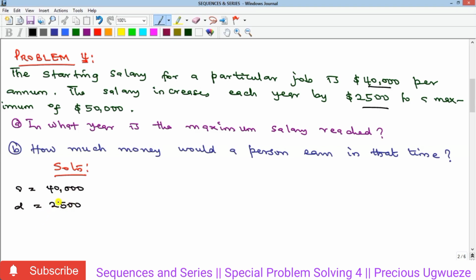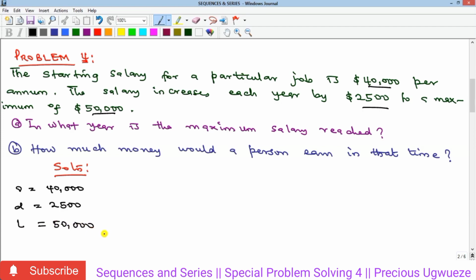They said the salary will increase to a maximum of 50,000, meaning by the time the worker begins to earn 50,000 per annum, there will be no more increase. So 50,000 is the last term in this particular sequence. Permit me to take away the dollars. I'll bring it back when we are done.